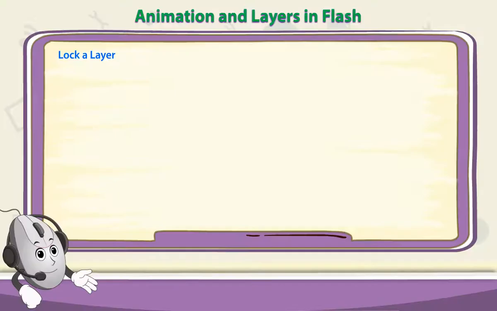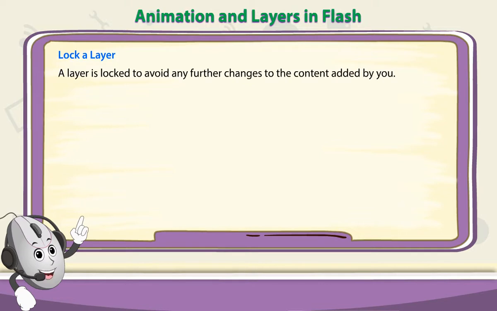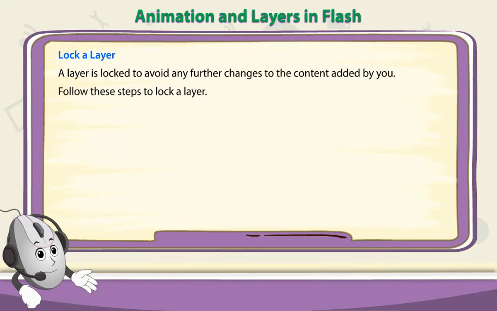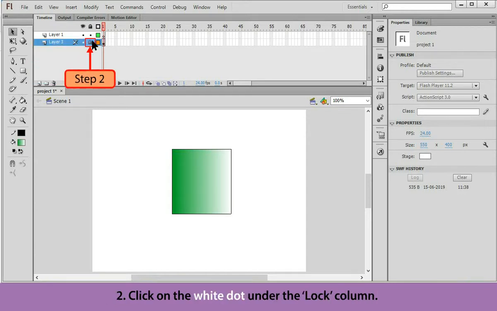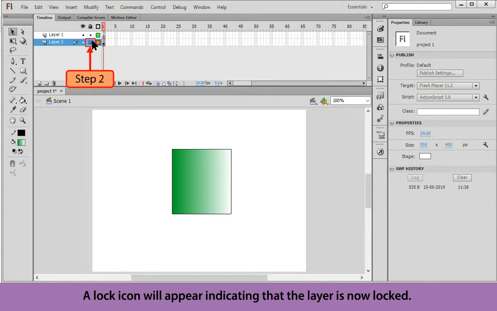Lock a layer. A layer is locked to avoid any further changes to the content added by you. Follow these steps to lock a layer. 1. Click on the layer which you want as the active layer. 2. Click on the white dot under the lock column. A lock icon will appear indicating that the layer is now locked.